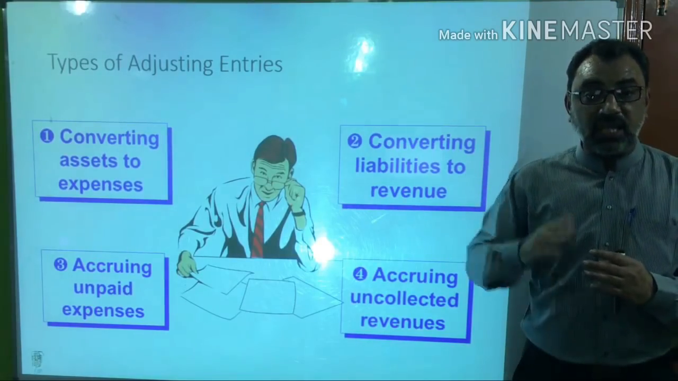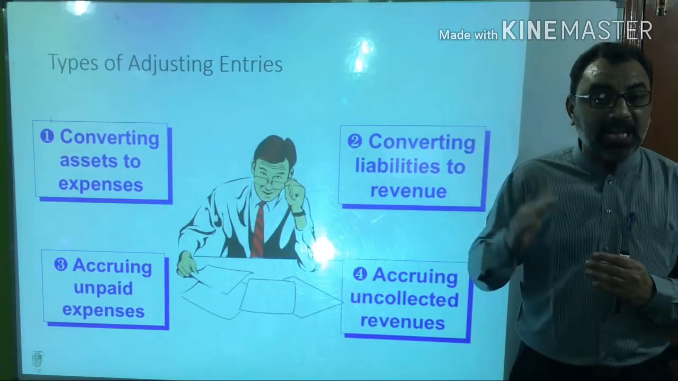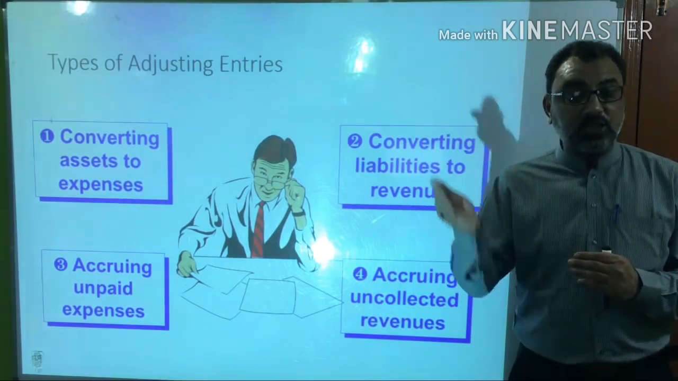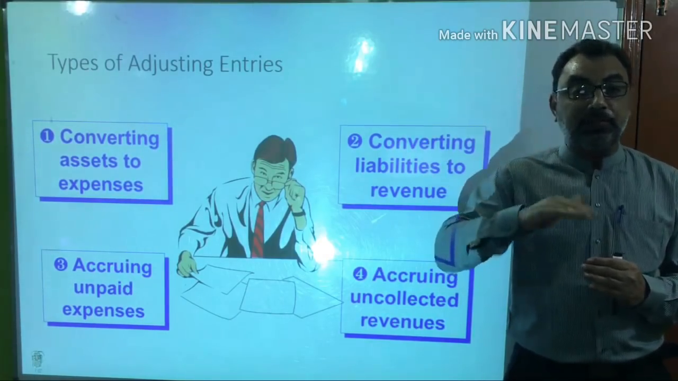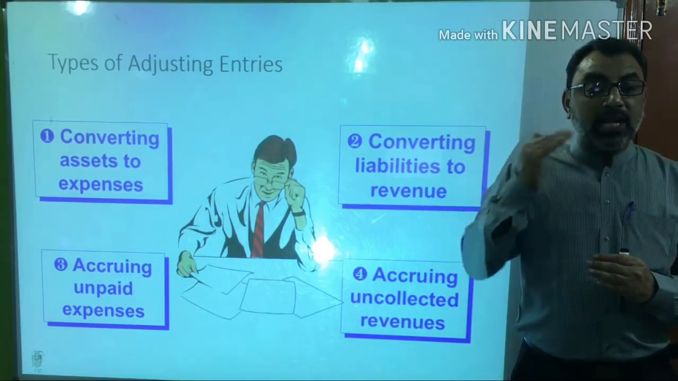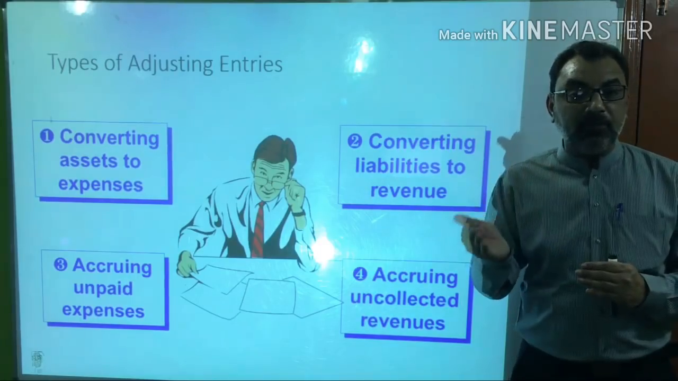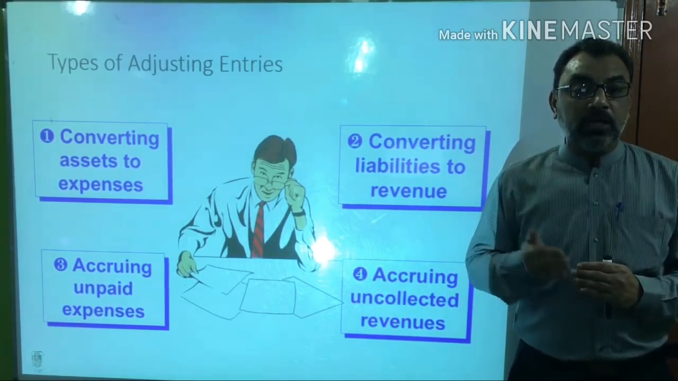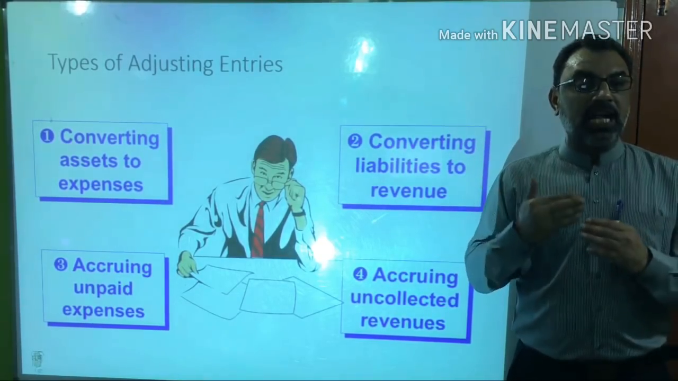Adjusting entries to convert assets to expenses result from cash being paid prior to an expense being incurred. Adjusting entries to convert liabilities to revenue result from cash being received prior to revenue being earned. Adjusting entries to accrue unpaid expenses result from the expenses being incurred before cash is paid. And adjusting entries to accrue uncollected revenue result from revenue being earned before cash is received.